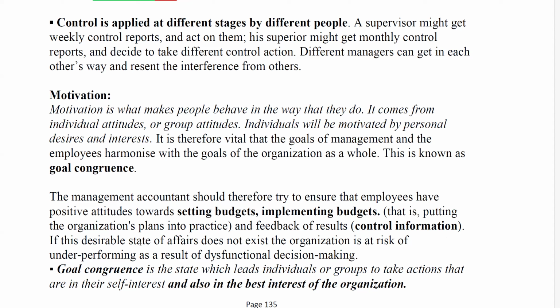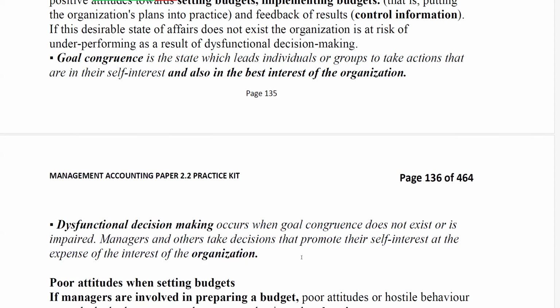So if this desirable state of affairs does not exist, the organization is at risk of underperforming as a result of dysfunctional decision making. Okay, so we are saying that if goal congruence does not exist, it can lead to underperformance, which is as a result of dysfunctional decision making. So goal congruence is the state which leads to individuals or groups taking actions that are in their self-interest and also in the best interest of the organization.